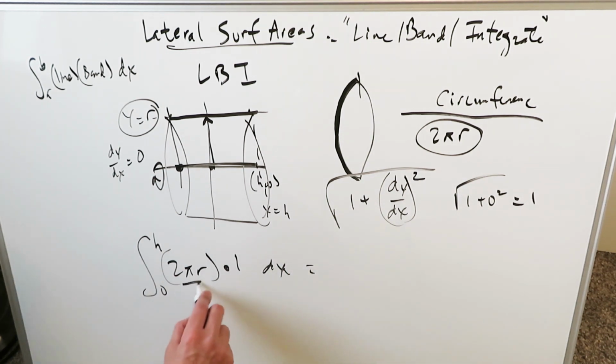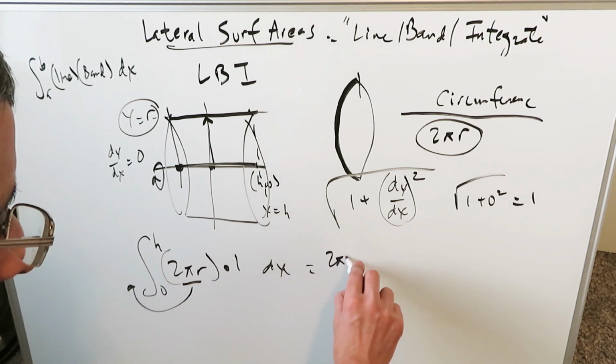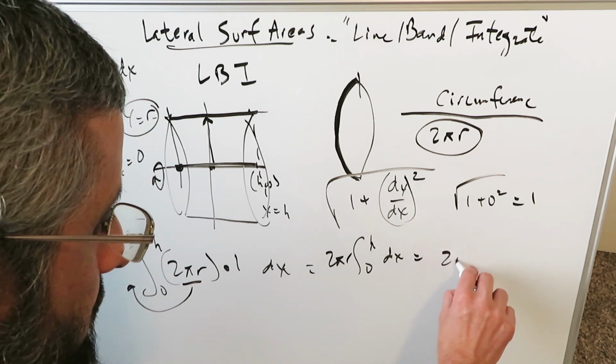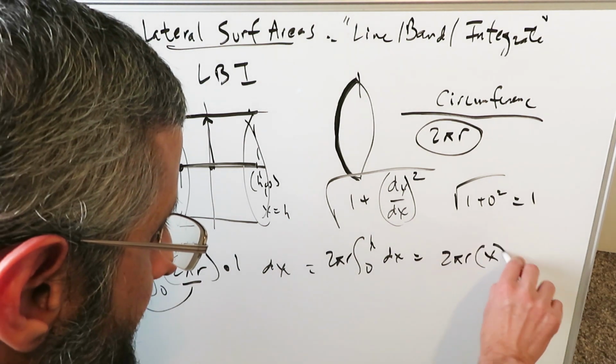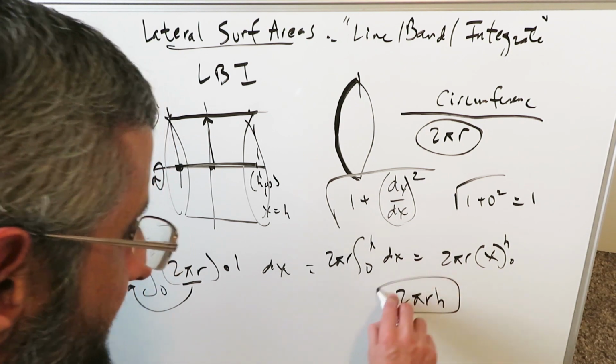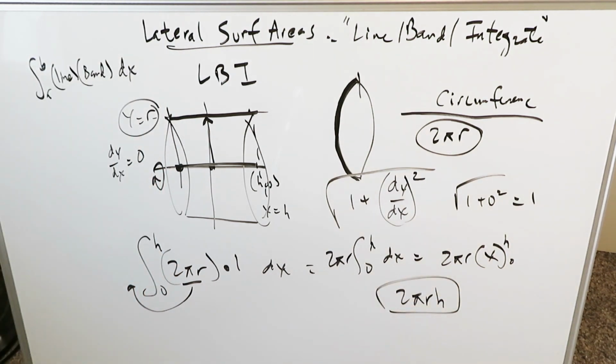When you integrate it, all of this can come out. You have a 2 pi r integral from 0 to h of dx. You have a 2 pi r x as your antiderivative, evaluated from h to 0, and you know your end result here is a 2 pi r h, which represents the lateral surface area of a cylinder.